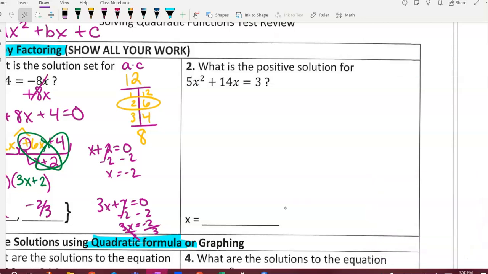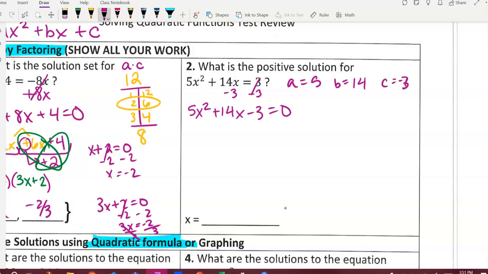here it says, what is the positive solution for this? Again, we need to subtract the 3 over, just factoring, leaving us with 5x squared plus 14x minus 3. Now, our a value is 5, b is 14, and c is negative 3. All right, now A, B, C. We need to make our t-chart. And at the top, we have A times C. So 5 times negative 3 is negative 15. And at the bottom, we have 14.